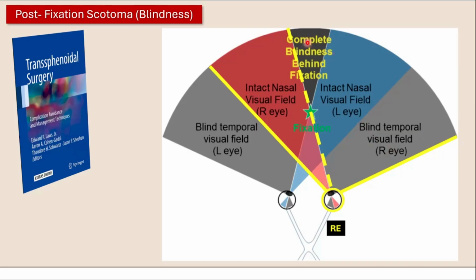And this part actually is dark. We call it post-fixation scotoma or blindness. If I repeat the same on the left eye, it's the same, because the left eye has a temporal field defect and an intact nasal field here. And the temporal field in this area is served by the intact nasal field of the right eye. So this is somewhat okay, but we still have a blind temporal crescent, and again, the central area here.